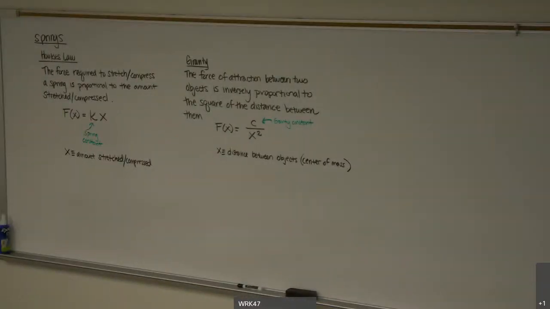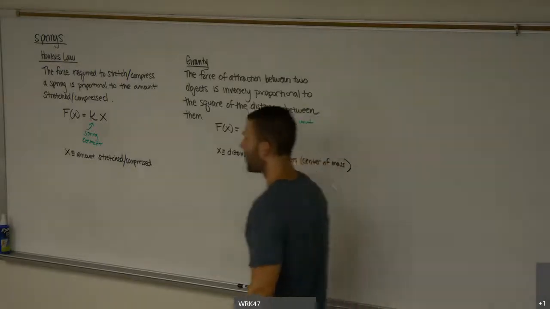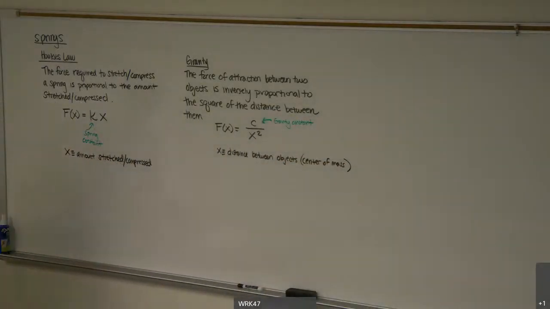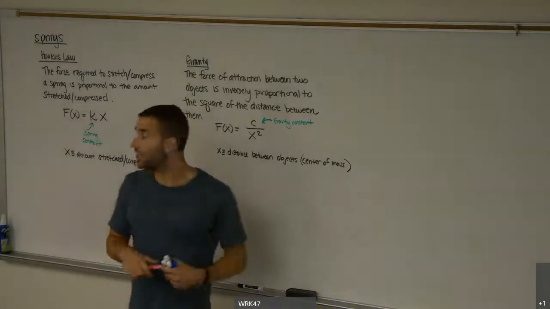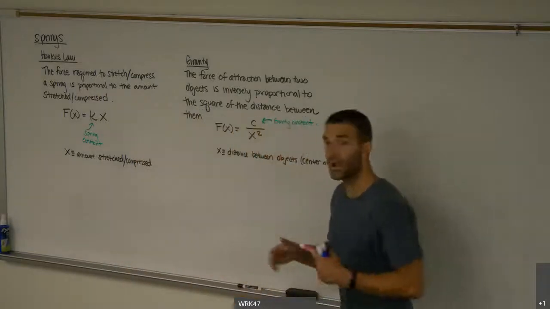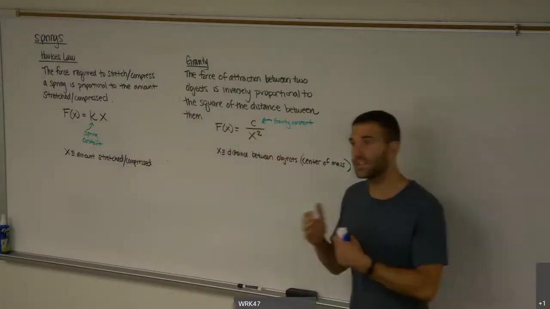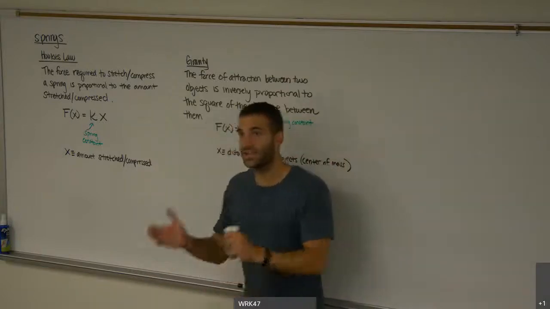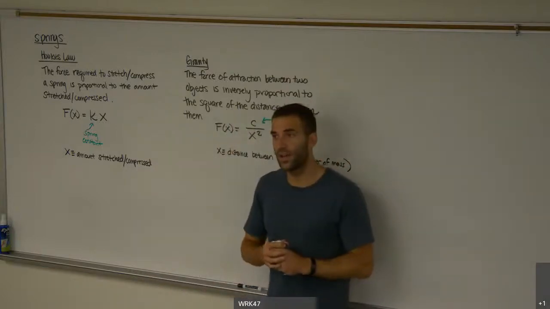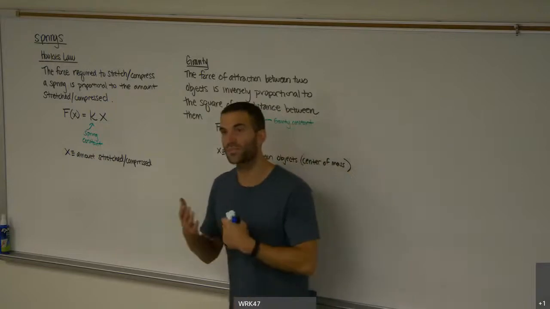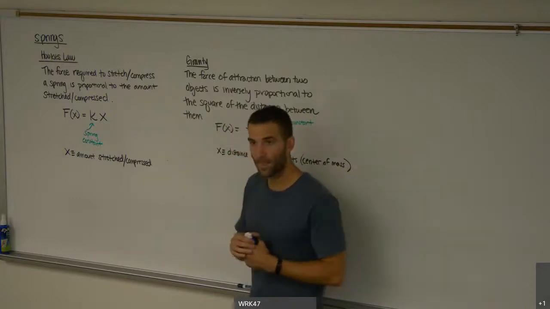So I wrote down two rules for us that we're going to use, Hooke's law and gravity. Now, Hooke's law tells us that the force required to stretch or compress a spring is proportional to the amount stretched or compressed. Proportional just means they differ up to a constant. So the force is related to the distance stretched or compressed multiplied by a constant. We call that the spring constant, and I'll use the letter K.